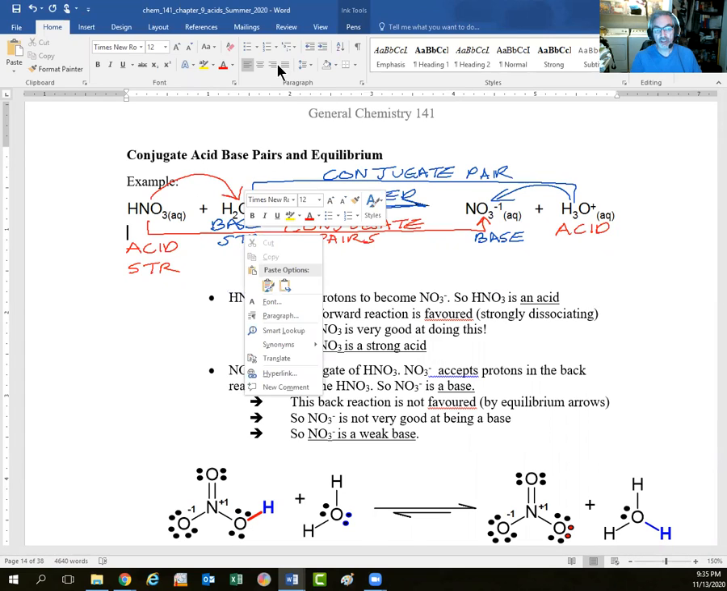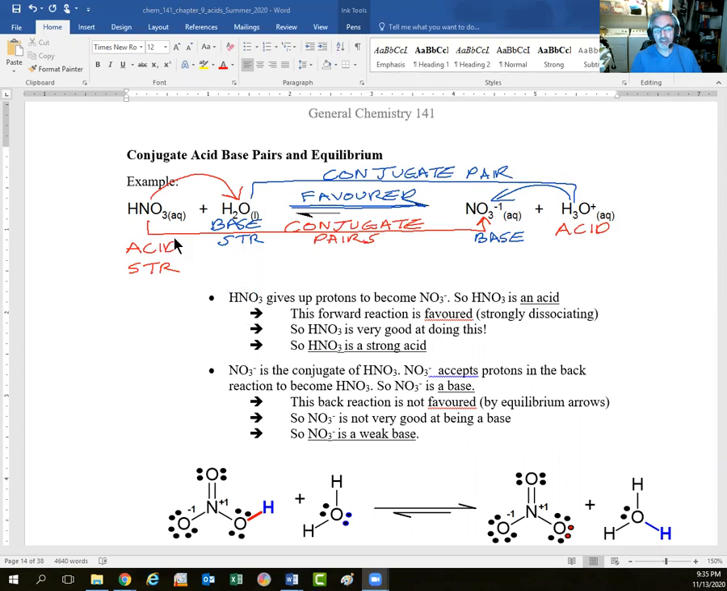And this is typical of the favoured acid-base reaction. It's a reaction between a strong acid and a strong base. Meanwhile, the competing back reaction, which we can see as the less favoured reaction, the nitrate obviously is swimming against the stream. It has a hard job of picking up that proton, and so the nitrate is a relatively weak base.